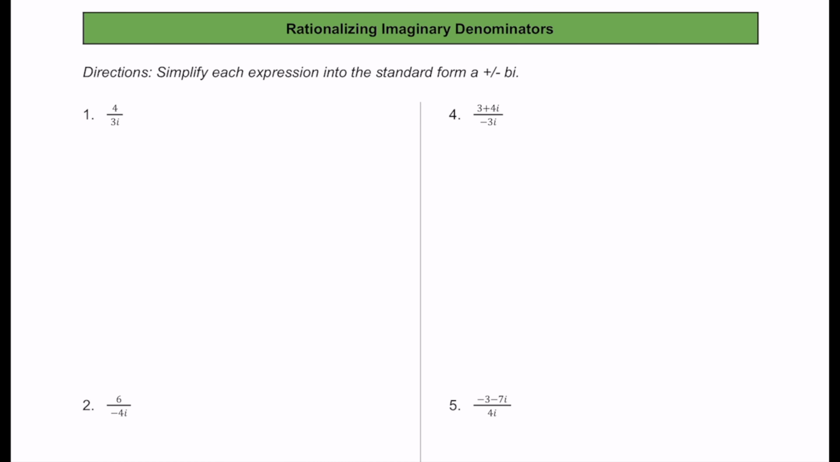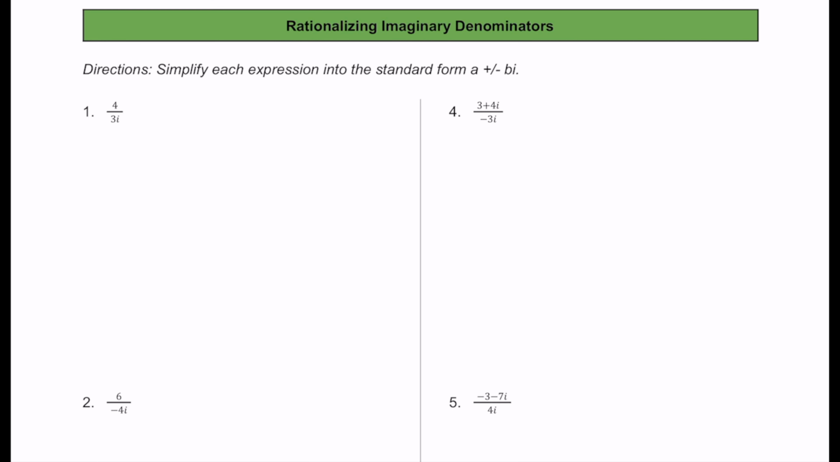Let's practice rationalizing complex rational expressions together. In other words, we're going to rationalize imaginary denominators, or make sure that there are no i's on the bottom of the fractions. For number 1, we have the expression 4 over 3i.